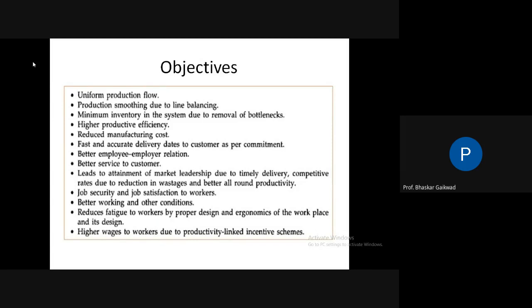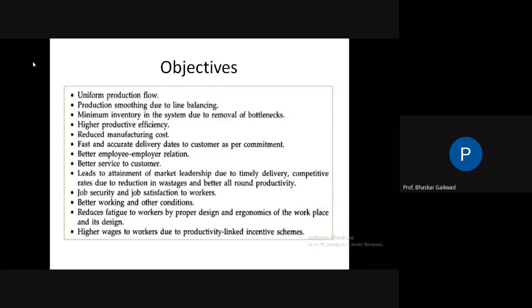Better working and other conditions. Working conditions means a good environment will be there. Always we know that in hot seasons, if a fan is not there, the efficiency of the workers will decrease. If you provide good working conditions, definitely efficiency will increase. And what is our ultimate aim? To increase production and productivity.